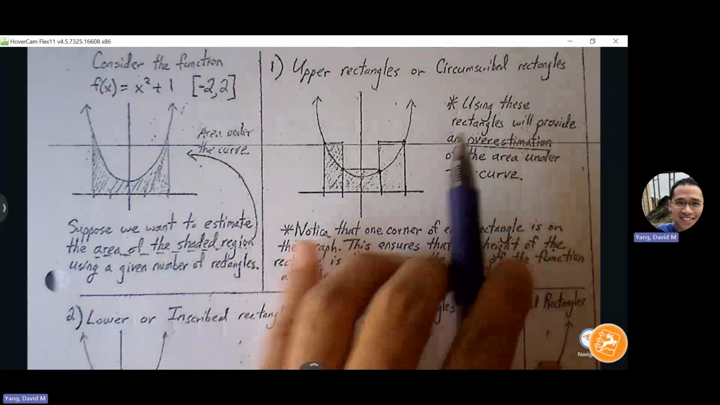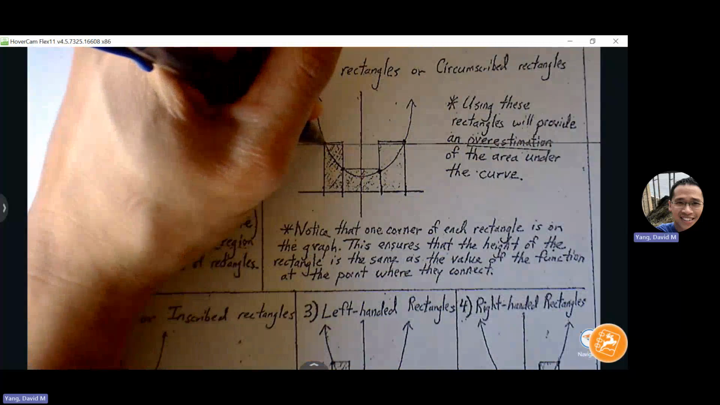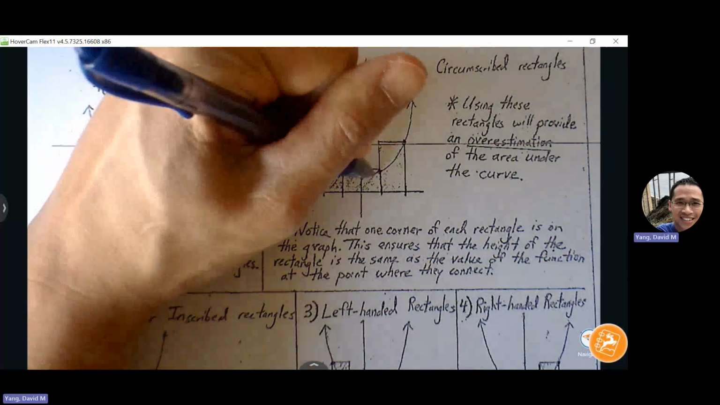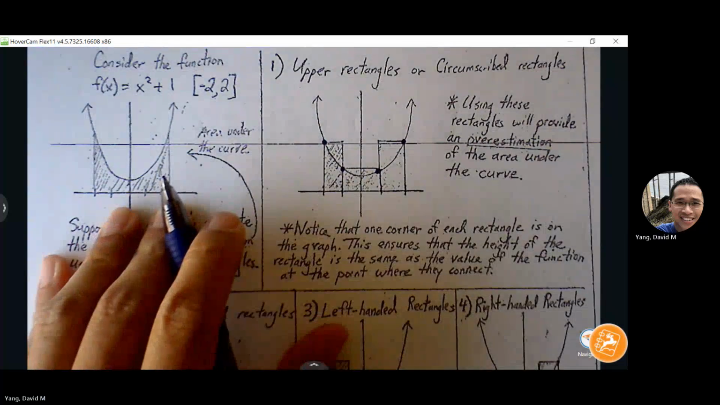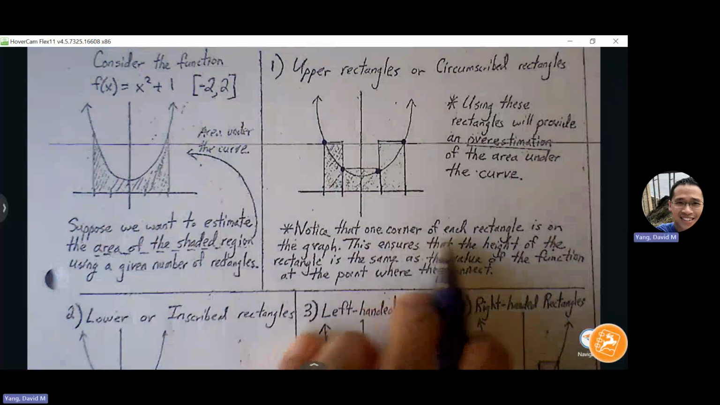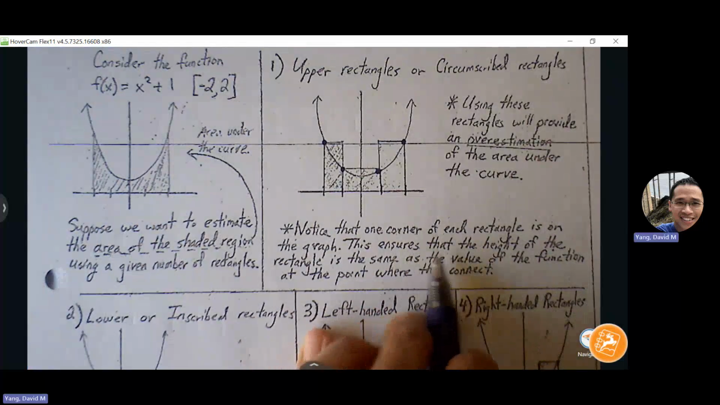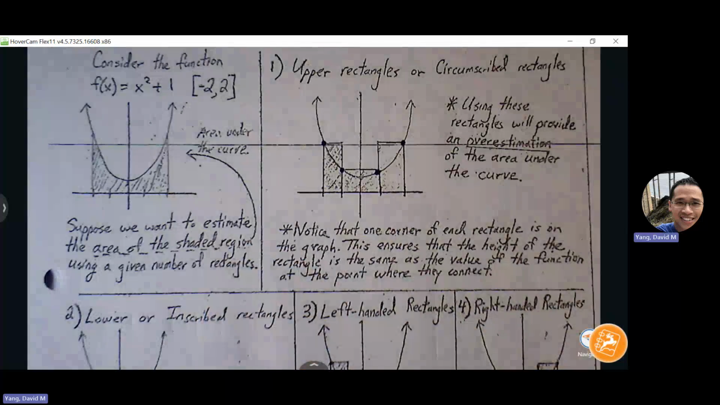Okay. Now, when you draw these rectangles, it's important that you are attaching one of the corners to the curve. Okay, so one of the corners will have to sit on the curve, either the left or the right. Okay. All right, so notice one corner from each rectangle is on the graph. This ensures that the height of the rectangle is the same as the value of the function. We want to use the value of the function to help us give the height of each rectangle.